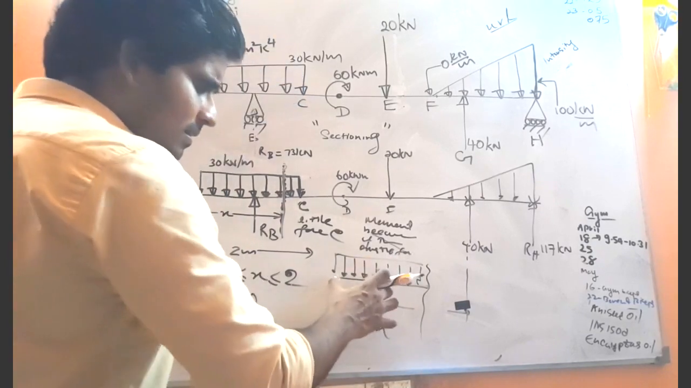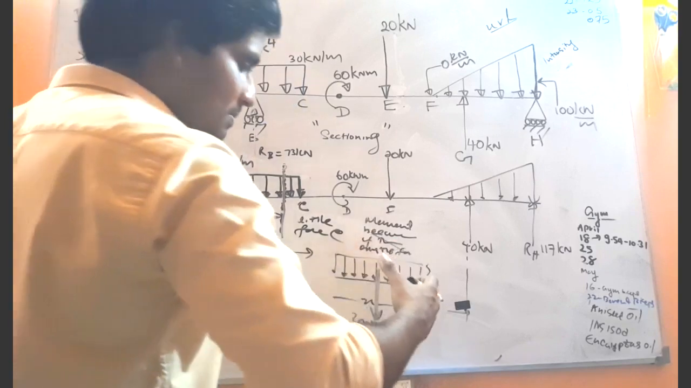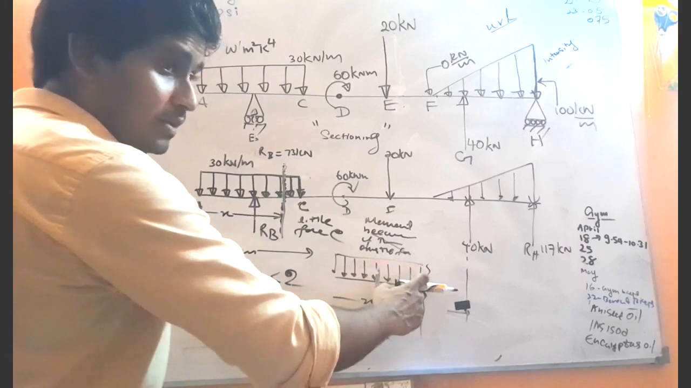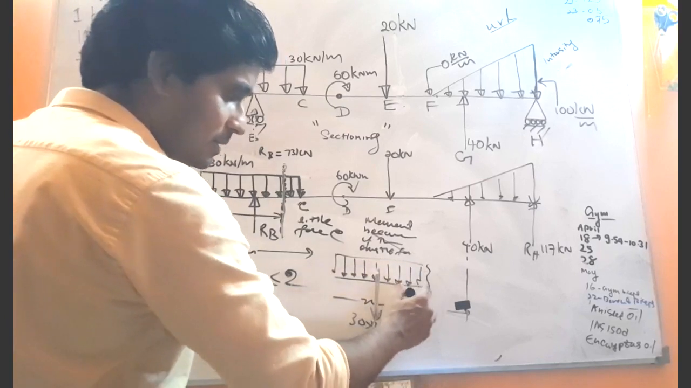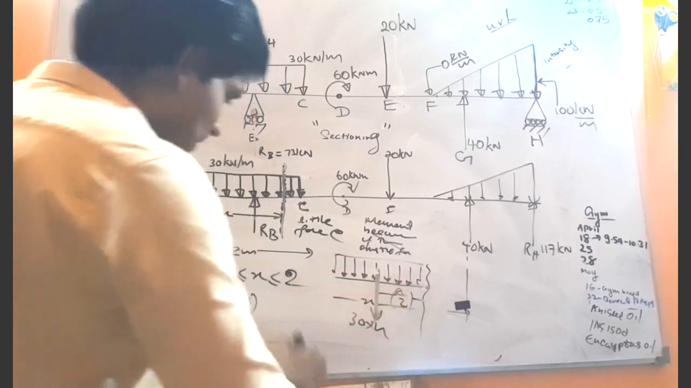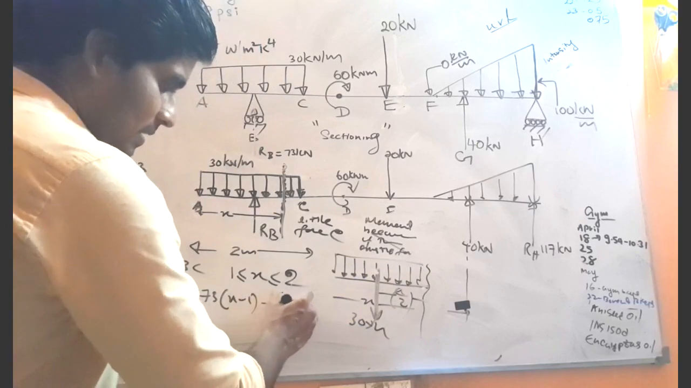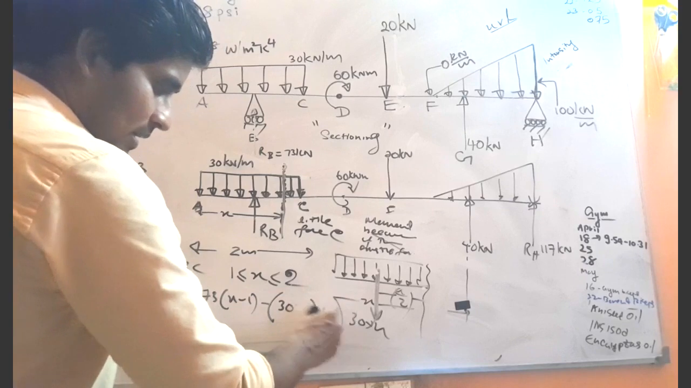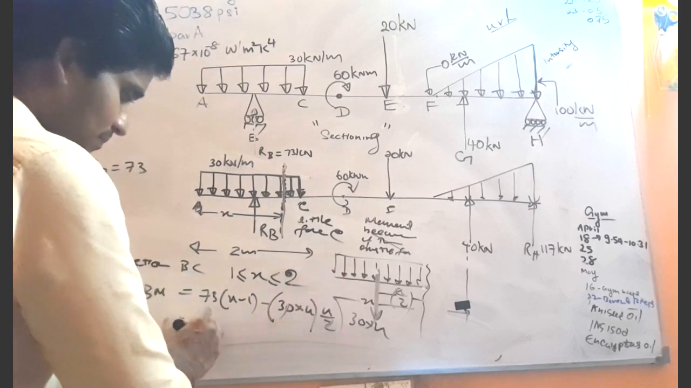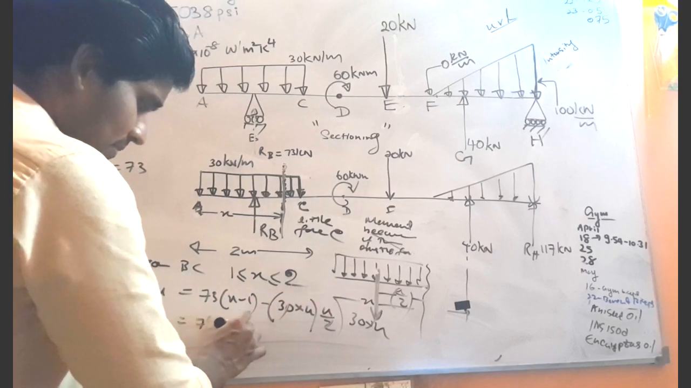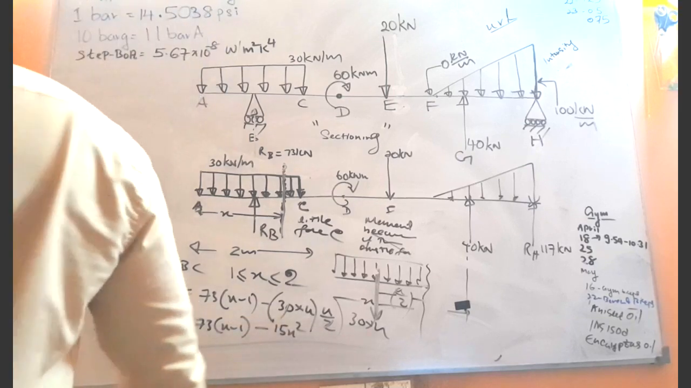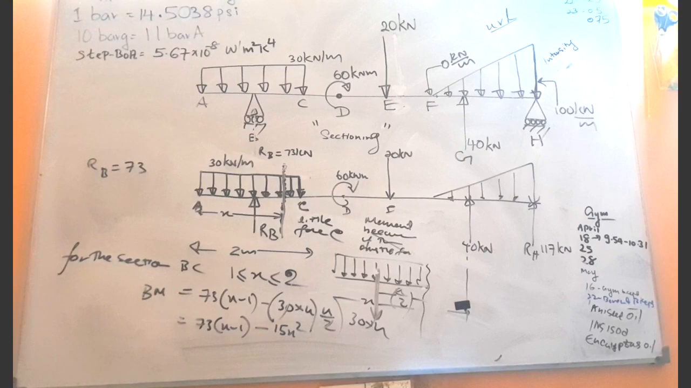So what is the perpendicular distance between the center of gravity of the uniformly distributed load and the point where we are going to take the moment? That will be x divided by 2, right? This gap. So that will be minus 30 into x, times x divided by 2. So you can cut that, then minus 15x squared. So 73 times x minus 1 minus 15x squared, right? Okay, and I hope you got it, right?